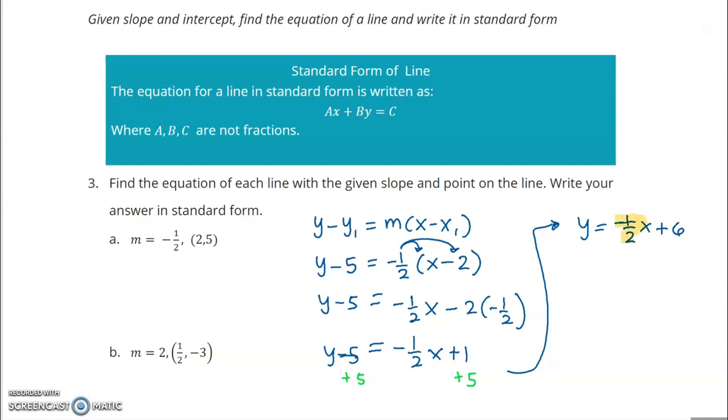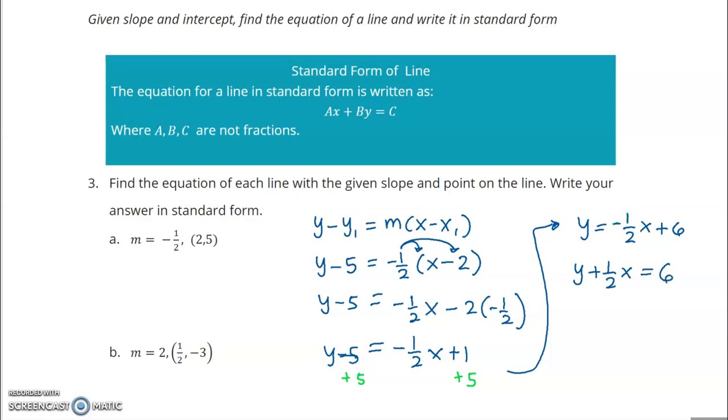And then we will transpose this expression here on the left-hand side. So to do that, we are going to add. Since this one is negative, that's negative 1/2, we will just add 1/2 x to both sides of the equation. So that becomes y plus 1/2 x is equal to 6.